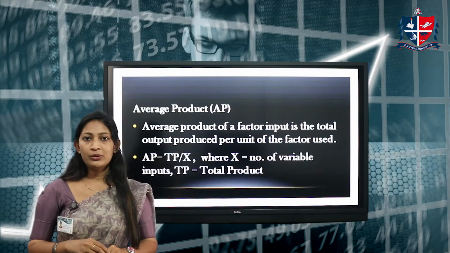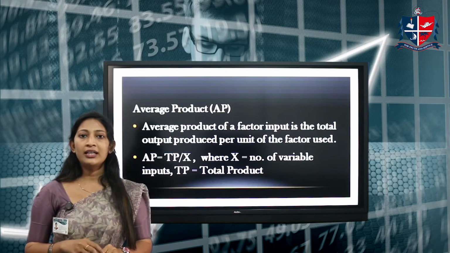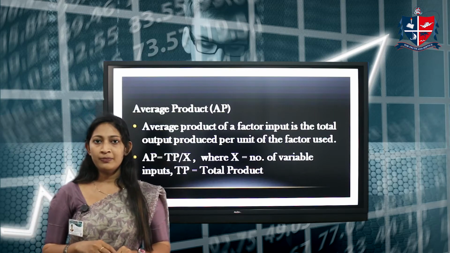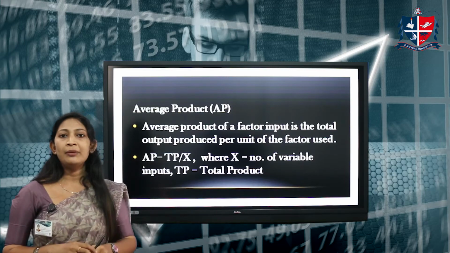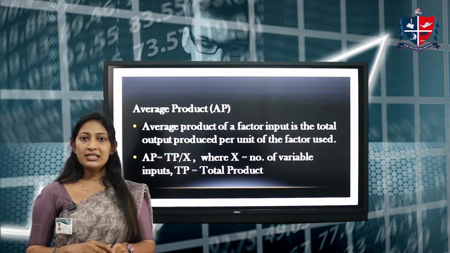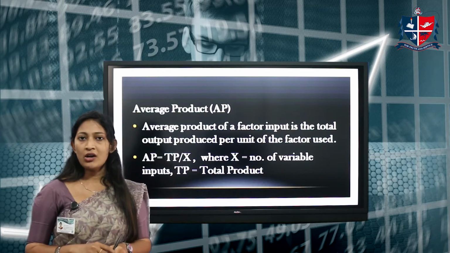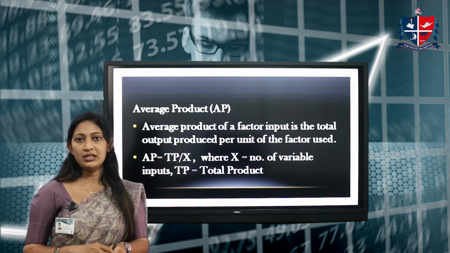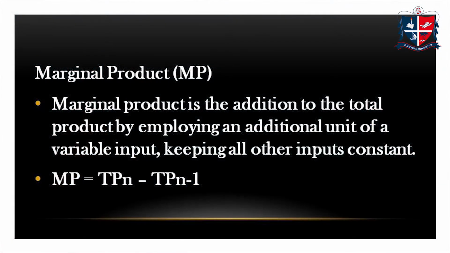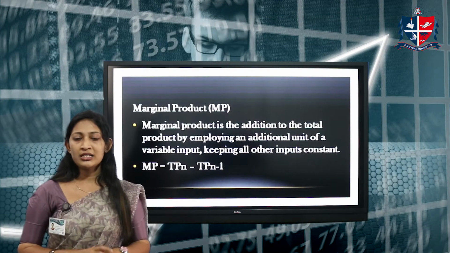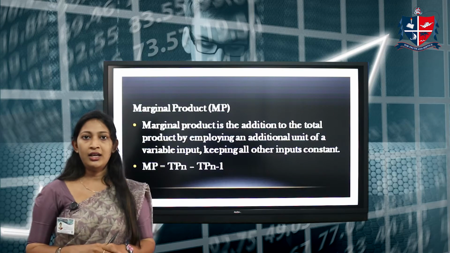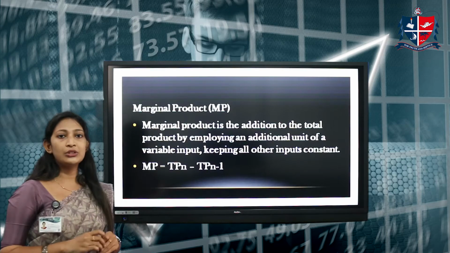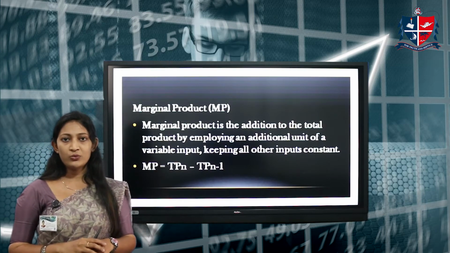Average product can be calculated by dividing the total product by the number of units of variable inputs. And it can be symbolically expressed as AP = TP / X, where AP is average product, TP is total product, and X is the number of units of variable input. Next one is marginal product. Marginal product is the addition made to the total product by employing an additional unit of variable input, keeping all other inputs constant. And it can be expressed as MP = TPn - TPn-1.